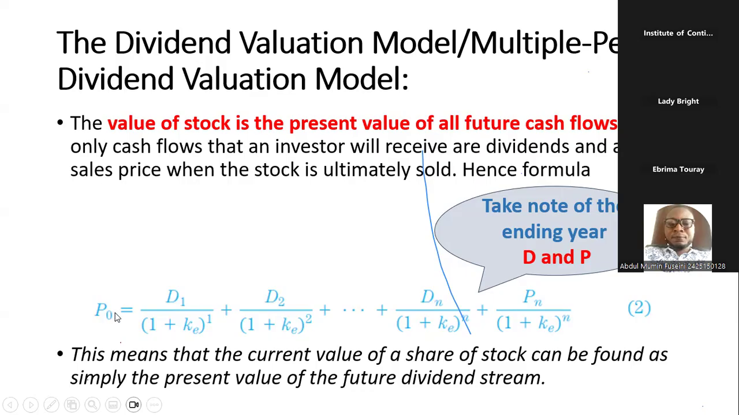So the formula goes as these: P0 is equal to 1 over 1 plus K raised to the power 1. Discount dividend in year 1, you discount dividend in year 2, and it continues till you go to the last year. DN, dividend in the last year, which is also discounted. Then you add the price. You discount the price also.